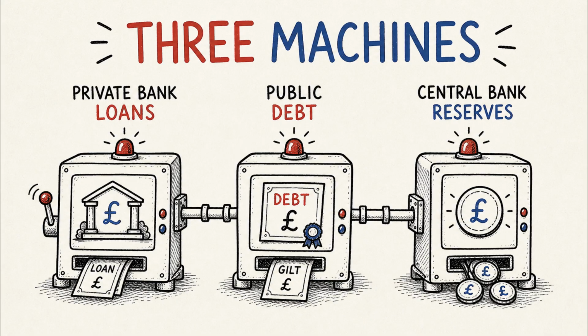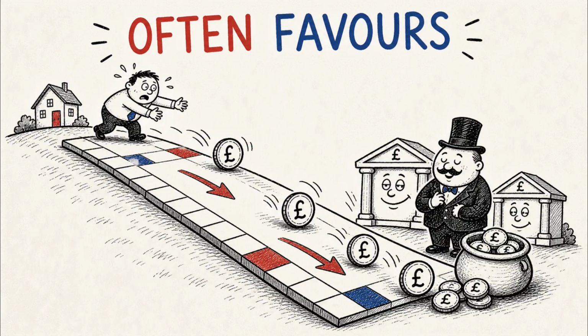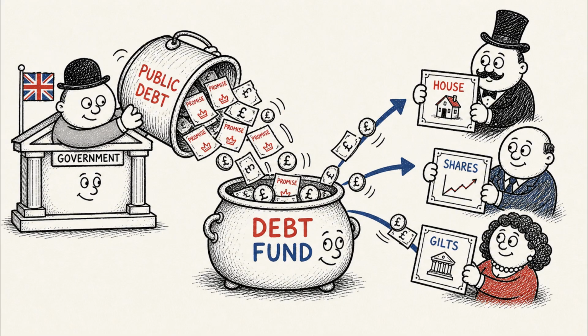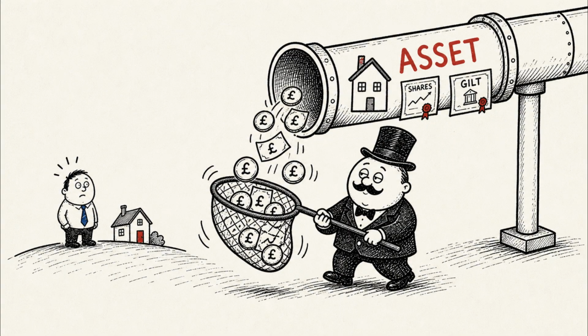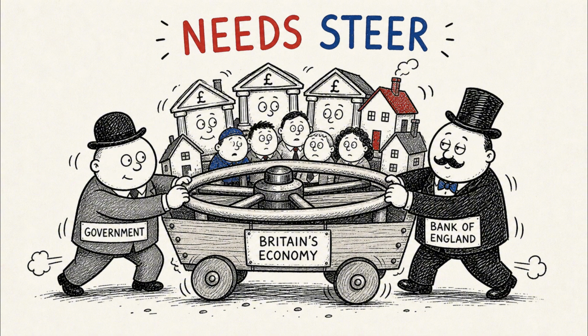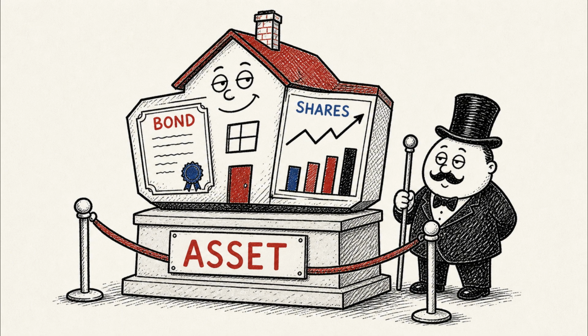This is where the whole trilogy comes together. Private banks create deposit money when they lend. That often favours people with collateral, especially property. The government creates public debt when it borrows. That debt can fund services and investment, but it also becomes an asset for investors. And the Bank of England creates central bank reserves when it needs to steer or rescue the financial system. That can stabilise the economy, but it often works through asset markets first.